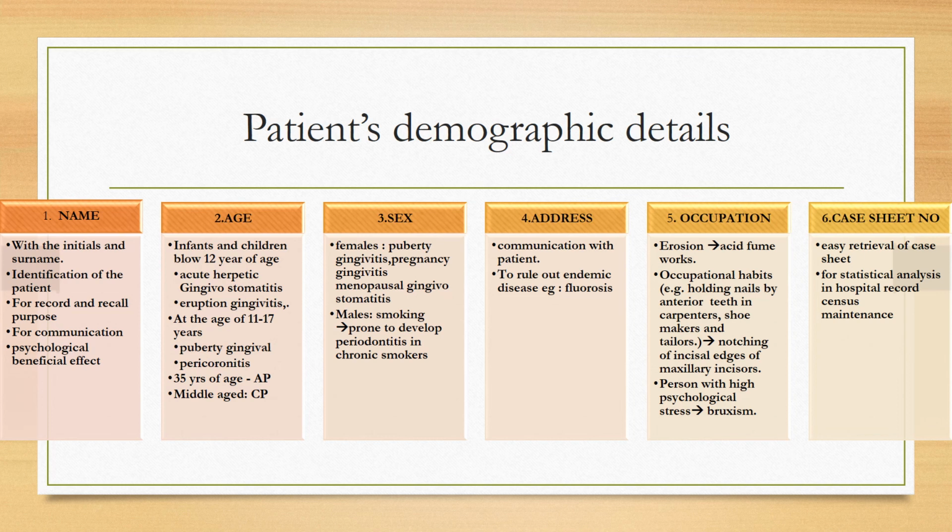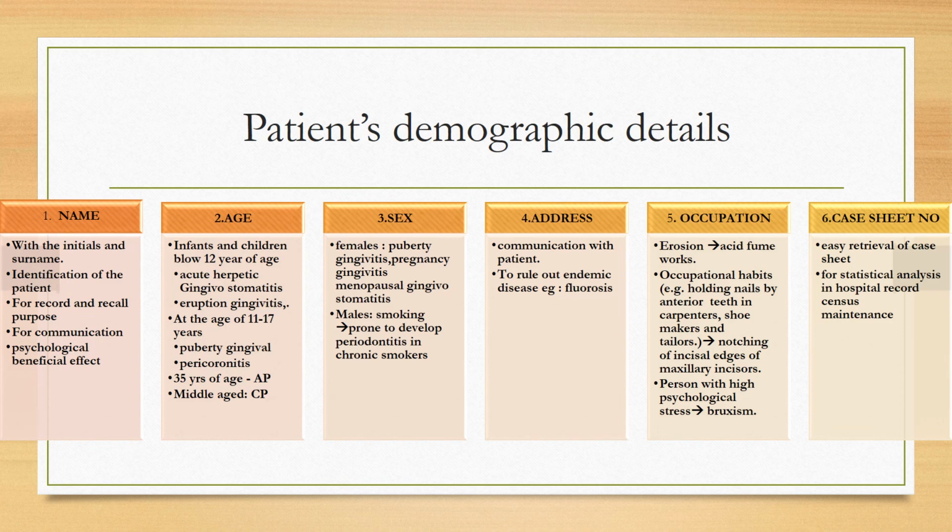Under age, it will be different for infants and children, and also for puberty stage people and grown up people, to differentiate between aggressive and chronic in nature. Infants usually have eruption gingivitis and acute herpetic gingivostomatitis, and for the age of 11 to 17 years, puberty gingivitis and pericoronitis can be seen.